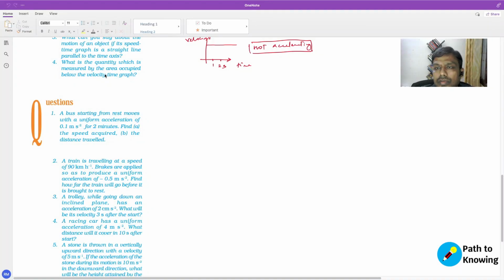Let's go over the fourth question. What is the quantity which is measured by the area occupied below the velocity time graph? So if you recall, the velocity time graph would look something like this, right? And when the object is undergoing a uniform acceleration, the graph is going to look something like this, where an object started with the initial velocity of u, and your final velocity is v. We remember that we used to calculate the area of this trapezium to calculate the magnitude of the displacement.